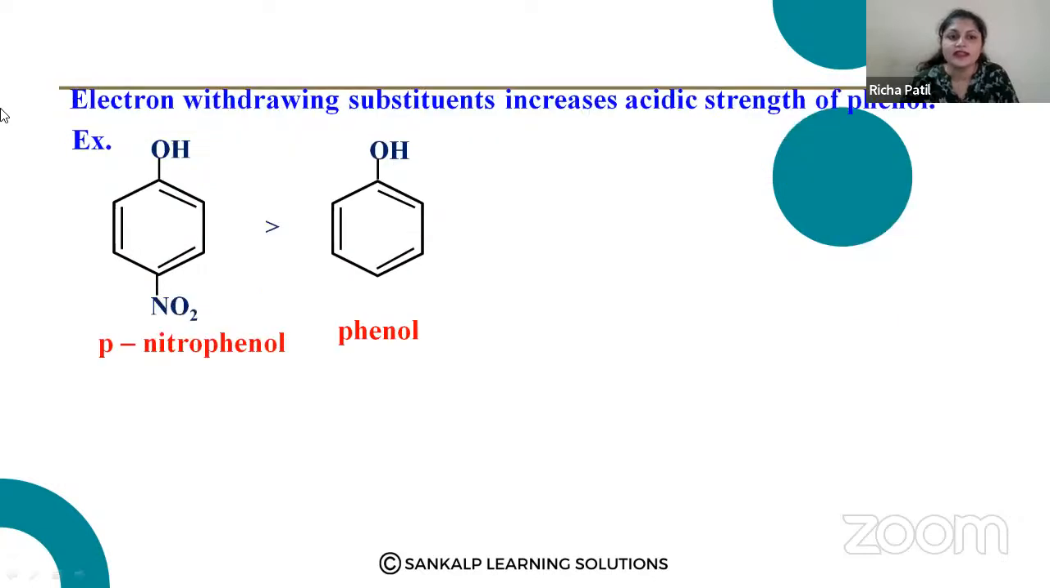Next is, whenever you have electron withdrawing substituents, what will happen? It will increase the acidic strength of the phenols. Electron withdrawing substituents, what will they do? They will increase the strength. Whenever you have groups like nitro groups, the acidic strength will be more as compared to phenol. So this is the second point.